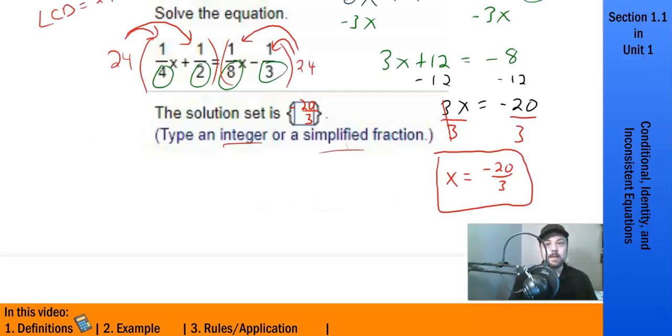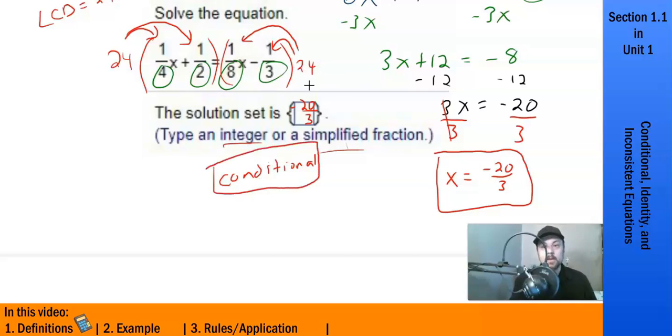You know, like if we go back to this equation, it is true under the condition that x is equal to negative 20 over 3. So this is a conditional equation. On some of these homework problems, they're going to ask you what type of equation did you just work with? And in this case, we would say we worked with a conditional equation. We solved it, we got an answer, that's conditional.